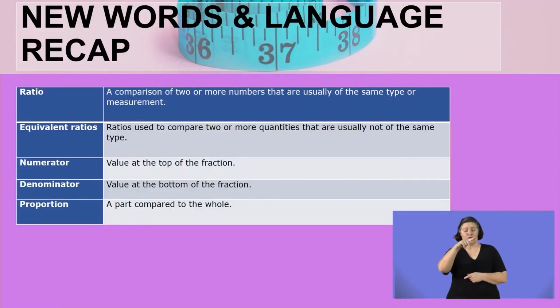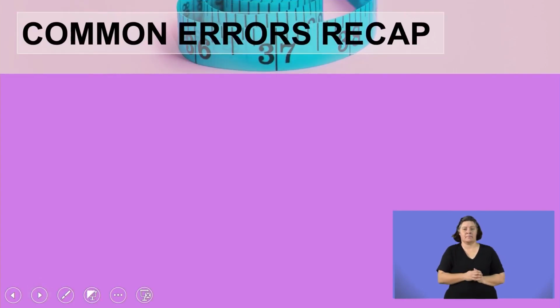Just to sum up, the new words that you learned: ratio. Remember, ratio is a comparison of two or more numbers that are usually of the same type or measurement. Equivalent ratios, remember, these are two ratios which are the same. And then the numerator we said is the value which appears on top of the fraction. The denominator we said is the value that appears at the bottom of your fraction. And proportion we said we mean part of the ratio, which is part of a whole. And let us have a look at the common errors.